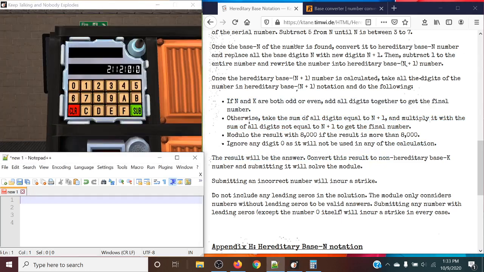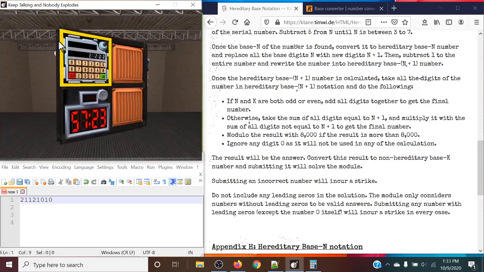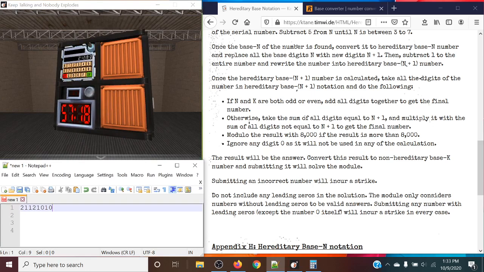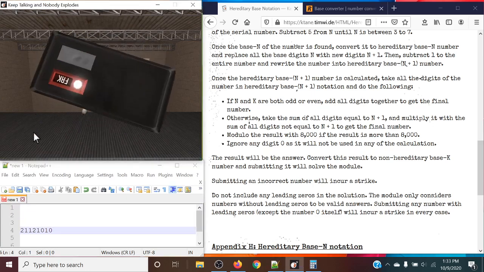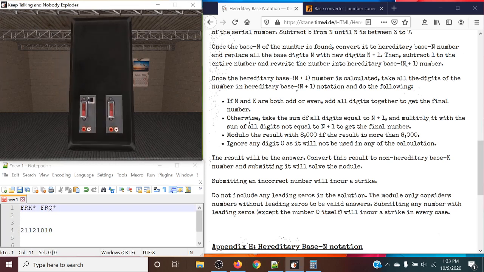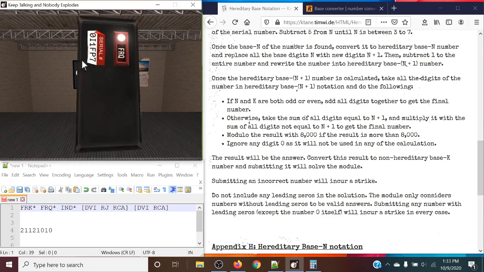Our number for this time is going to be 2, 1, 1, 2, 1, 0, 1, 0. And I already have a pretty good idea that this is going to be in base 3, just from the looks of it. So let's grab our edge work for this time as well. So we have a lit FRK, lit FR Quebec. Was that a lit IND? Yes, it was. A lit IND. Plate DVI, RJ RCA, plate DVI RCA. And a plate empty as well.